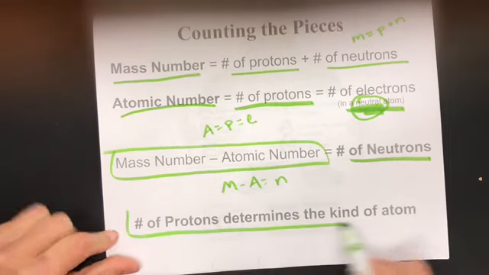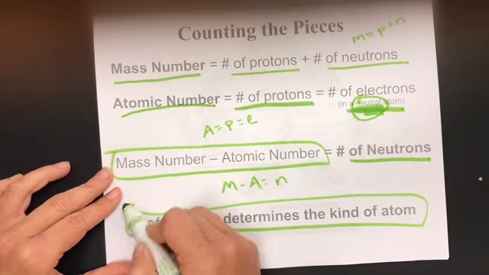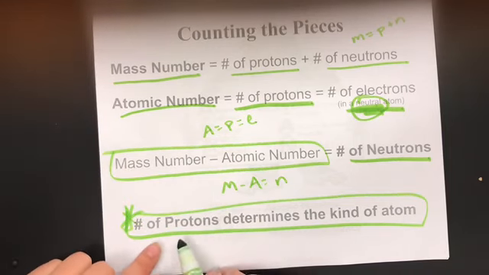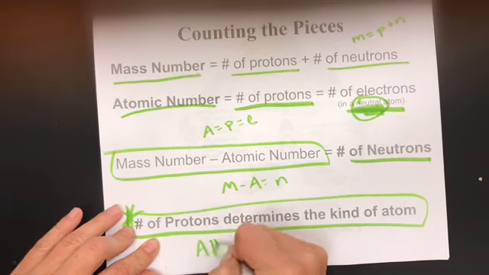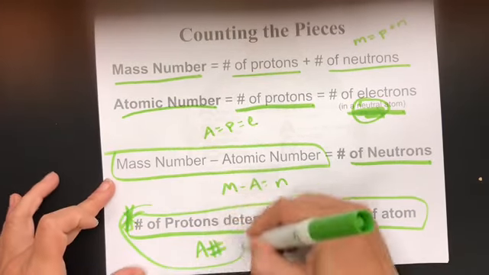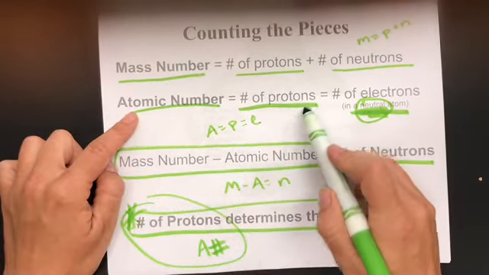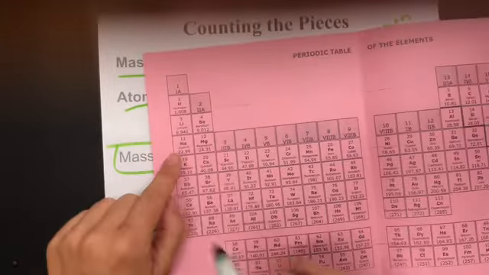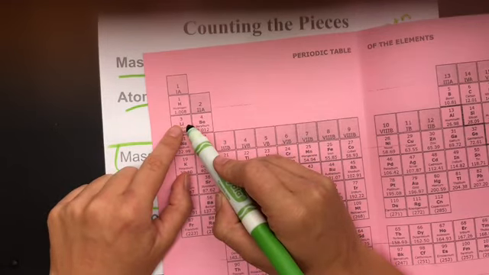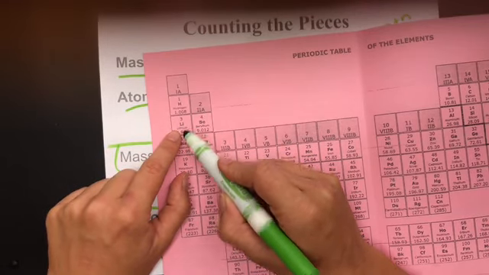Now, key thing here, and I talked about this on the previous slide, the number of protons determines the kind of atom. Okay? That is the atomic number. Remember, number of protons and atomic number are the same thing. So protons determines what element it is. So if I tell you the atomic number is 3, you're going to go look on your lovely periodic table, find the atomic number, because remember that top number is the atomic number, and then it tells you that it's lithium.